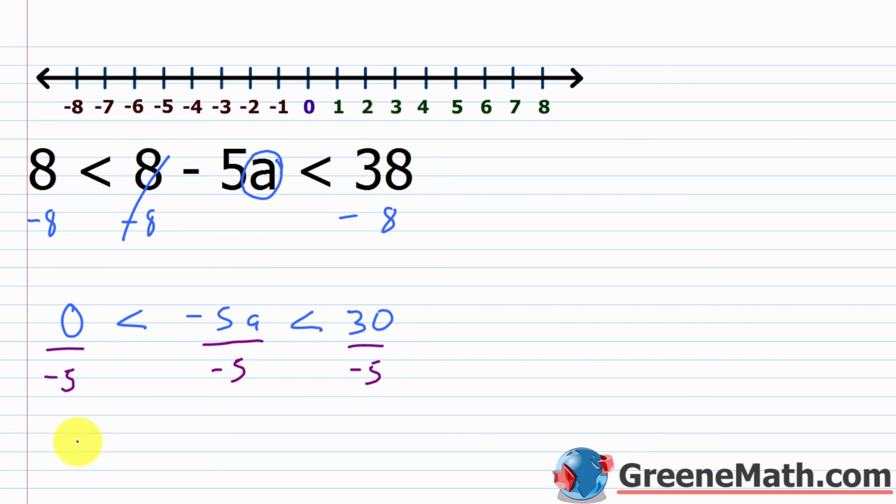So this would be 0 over negative 5 is 0. I'd have a greater than. This would cancel, and I'd have a. And then a greater than 30 over negative 5, which is negative 6.